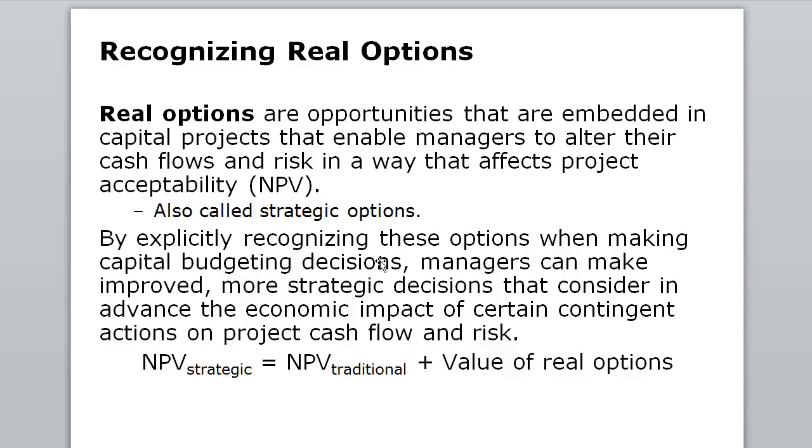Now, real options look at opportunities that could be embedded inside of projects that we should also consider or also utilize to adjust the risk. So by recognizing the options when making capital budgeting decisions, managers can better improve their future returns or their strategic decisions, considering in advance the economic impact of certain actions taken by the project. So we have the traditional net present value that we know how to calculate, and we can add to that the value of a real option, and that would give us what we call a strategic net present value.